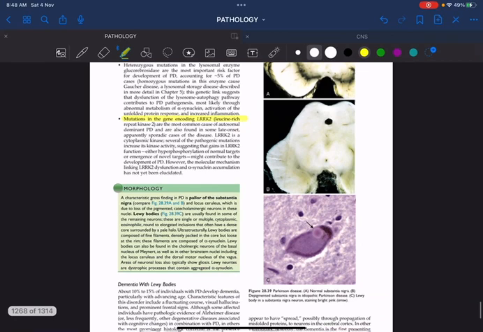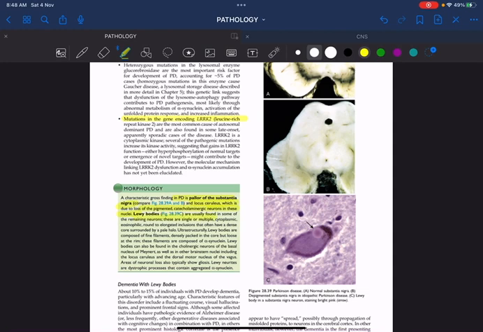Coming into the histopathology, remember what is the gross finding? You can see the pallor of the substantia nigra. Substantia nigra will appear pale in color. Why is it pale in color? Because no dopamine. That's it. And the locus ceruleus will also be pale in color. And next is the histopathological finding, the Lewy body.